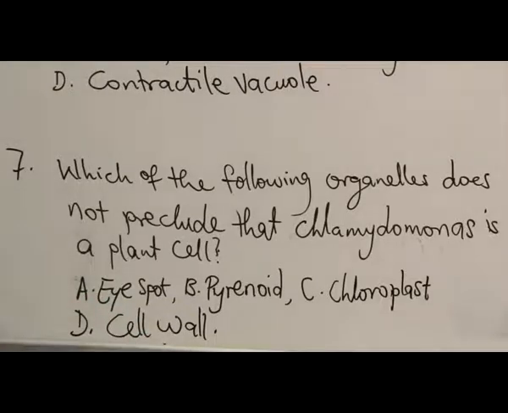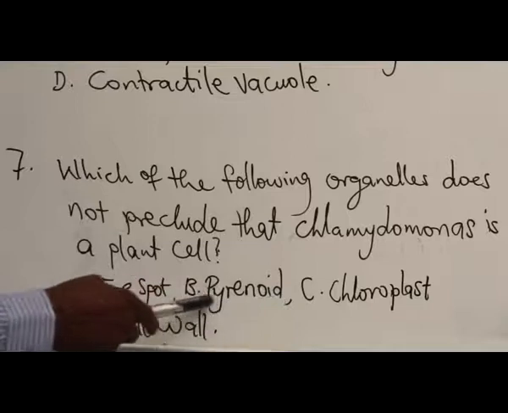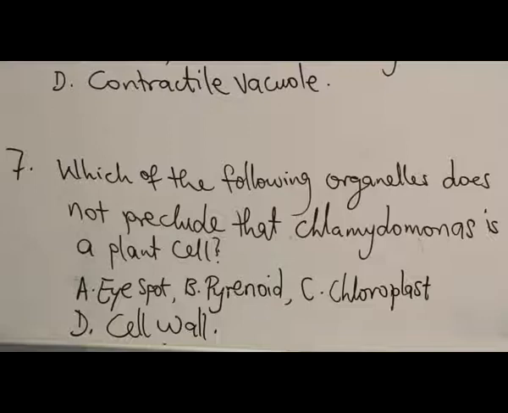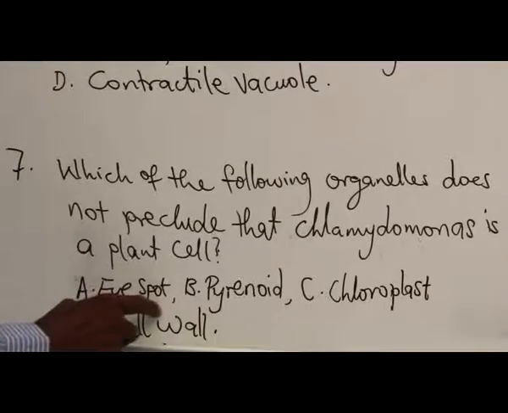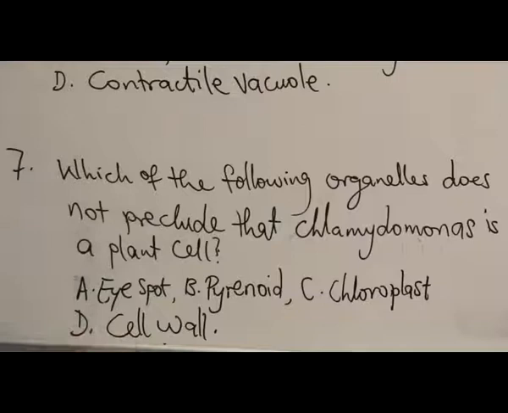Looking at all the options, chloroplast is a plant feature. Cell wall is a plant feature. Paramylon is an algae feature; it is only in the algae cell you find paramylon storing starch. Then eye spot is making it sensitive to light as that of animals. So it is eye spot that is showing that it is not a plant cell. So answer is A.